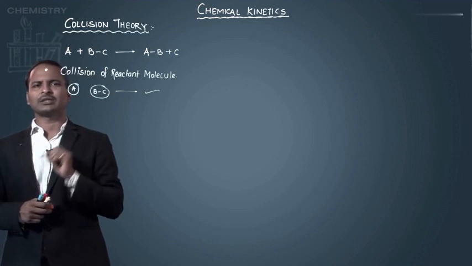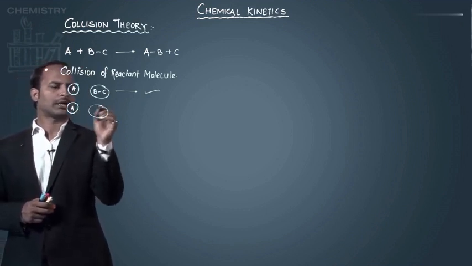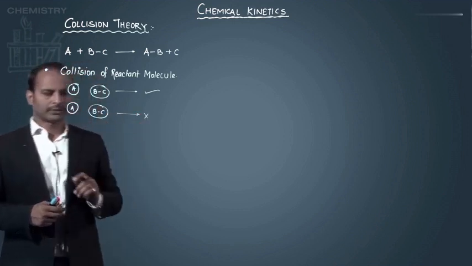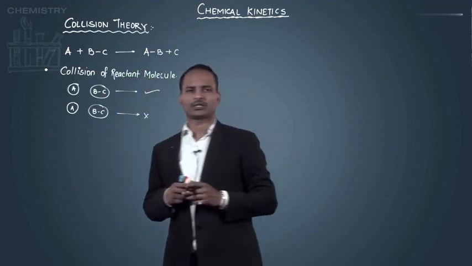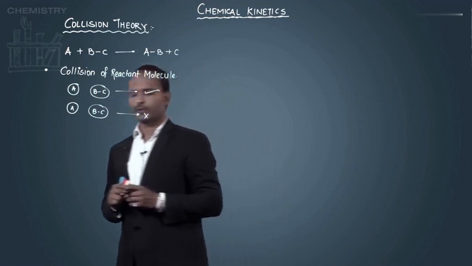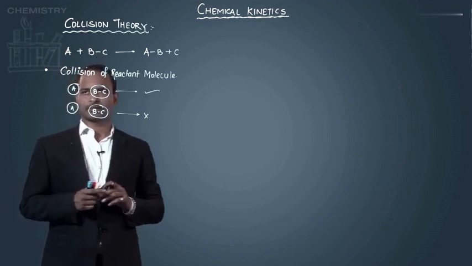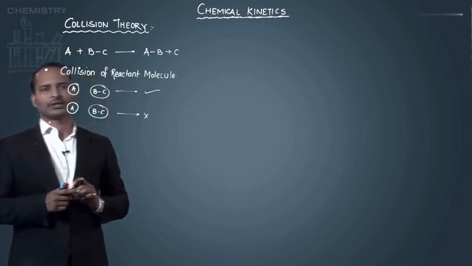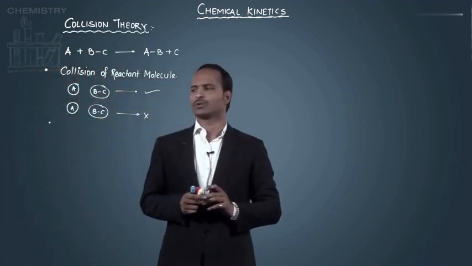But at the same time, in the same container, there is another A and BC collision. Another A and BC molecule collide, but they do not form a product. It means in a container there is a huge number of these two molecules, so some A molecules and BC molecules on collision form a product, while some of them do not. So the question arises, why are certain molecules not forming a product? Then collision theory says that collision alone is not the criterion for a reaction to take place. There are certain more criteria for a reaction to take place.